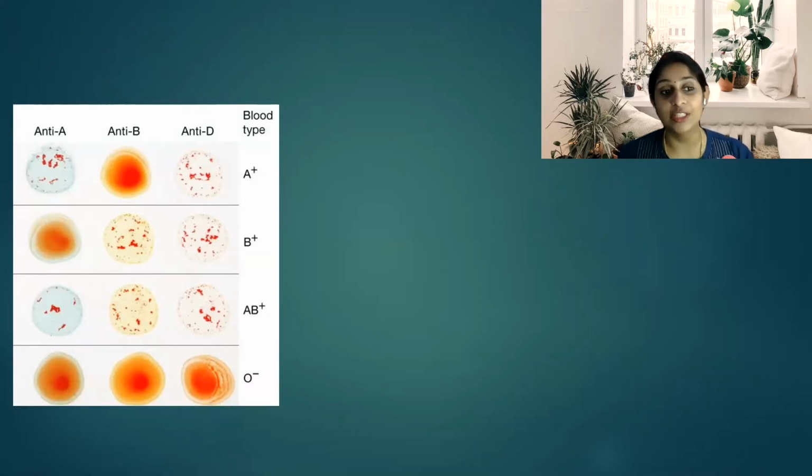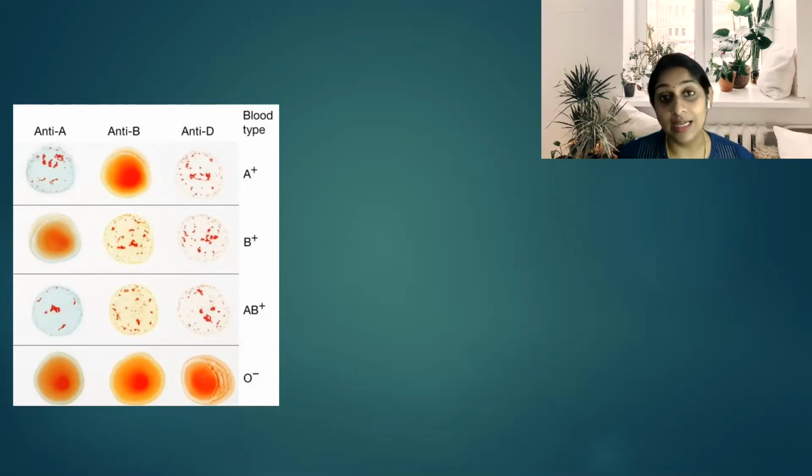If the agglutination is present in the anti-B, it is B blood group. If agglutination is present in both anti-A and anti-B, in the first two slots, it is AB group. If there is no agglutination, it means no reaction happened, so there are no antigens present in the patient's blood. Hence, the blood group is O.